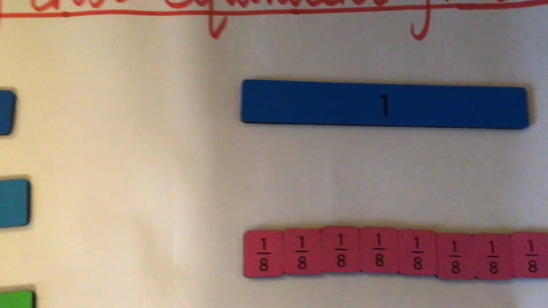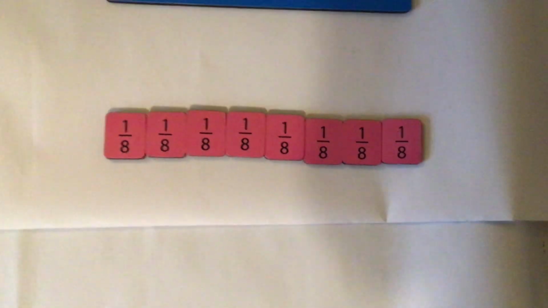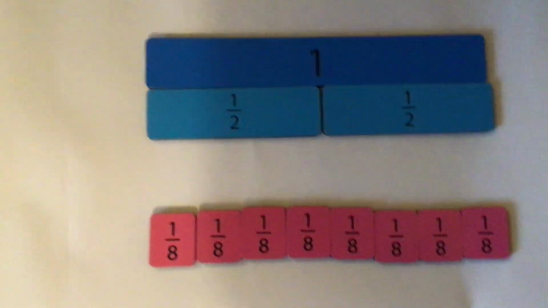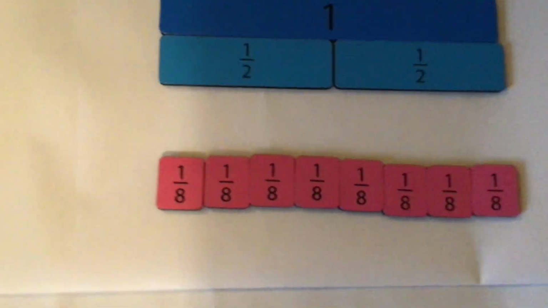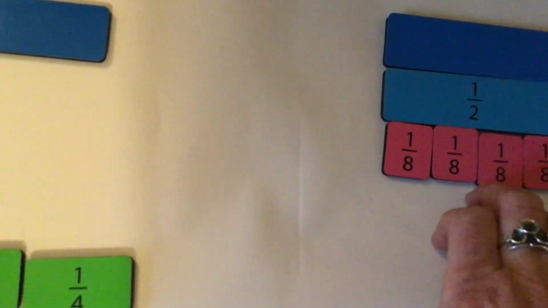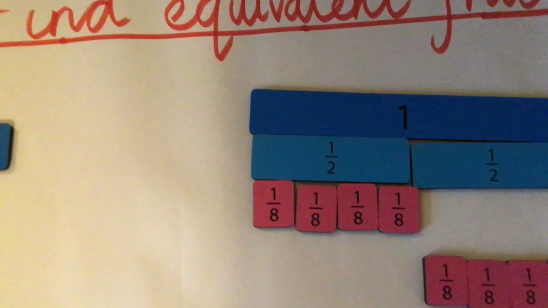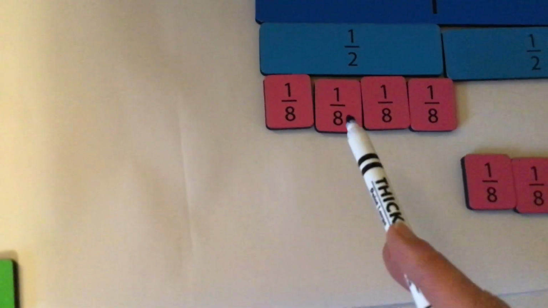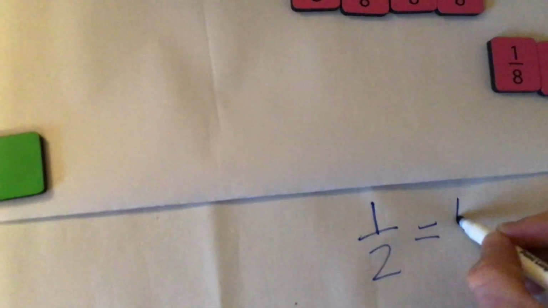Okay, here's my whole again. And I've got 8 parts underneath, eighths. 1 whole equals 8 eighths. If I bring my halves over to join us. Okay, how many eighths are there in a half? I can bring that up to there, you can see. So I could use half is the same as, or equivalent to, 1, 2, 3, 4 eighths.